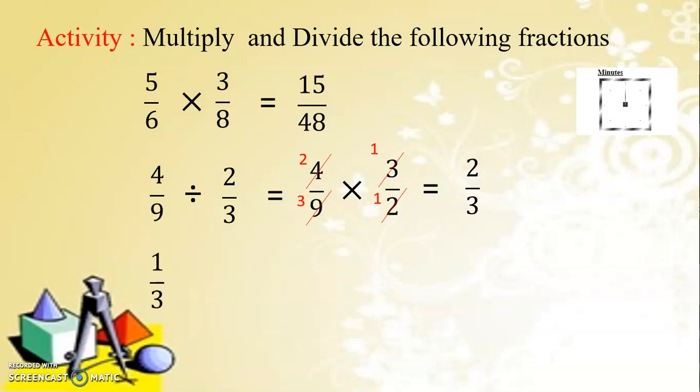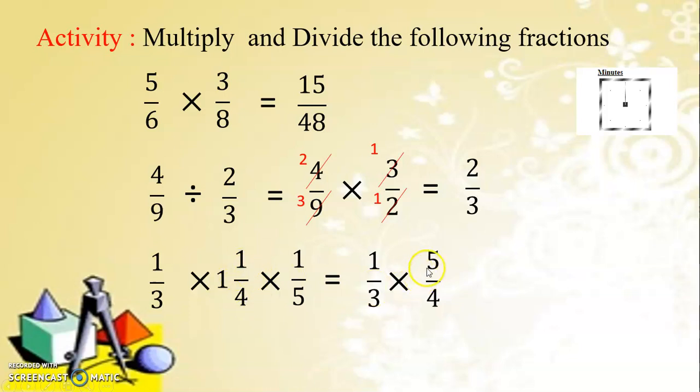Next, we have 1 over 3 times 1 and 1/4 times 1 over 5, equals 1 over 3. Then change the 1 and 1/4. So 4 times 1 is 4 plus 1 is 5. 5 over 4 times 1 over 5. So cancel. It will become 1. So directly we multiply, 1 over 12.